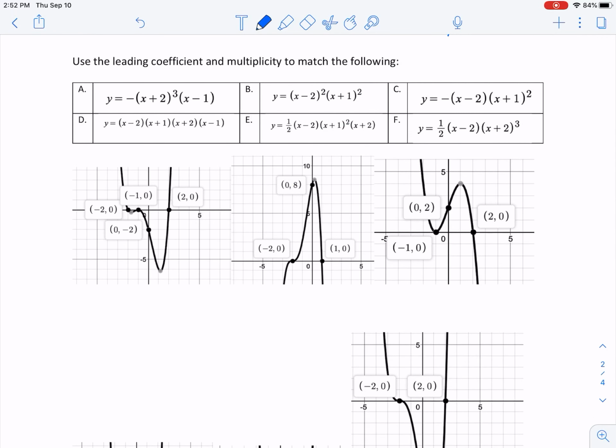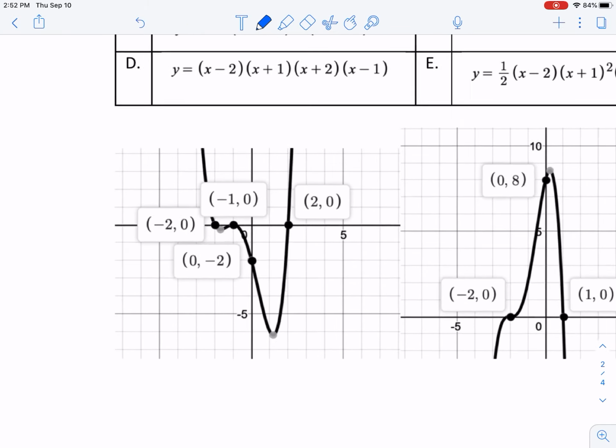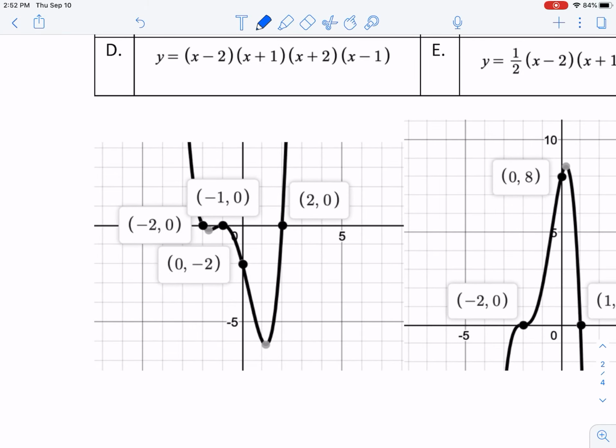Okie dokie. So on this first one, here's what I see. I see that it's passing through an x at negative 2, so we're going to say x minus a negative 2 becomes x plus 2. Passing through means it's going to have a multiplicity of 1. I don't need to write that, but I thought I would. And then we're bouncing. I see a bounce at negative 1, so that becomes an x plus 1.